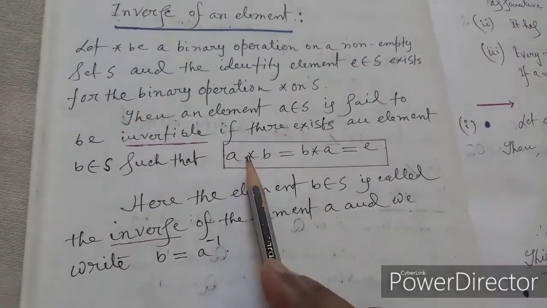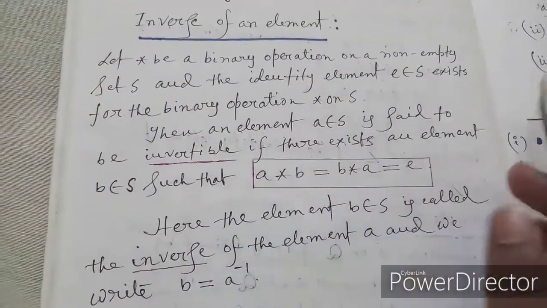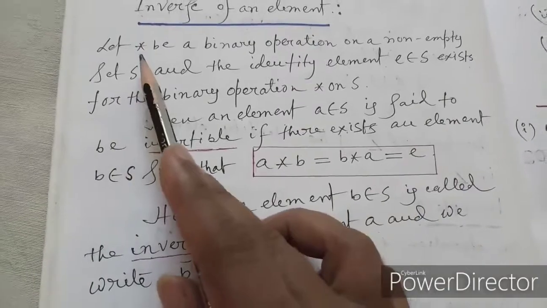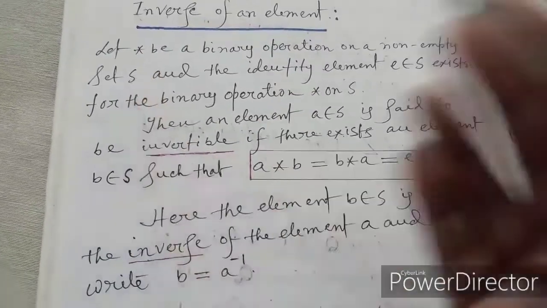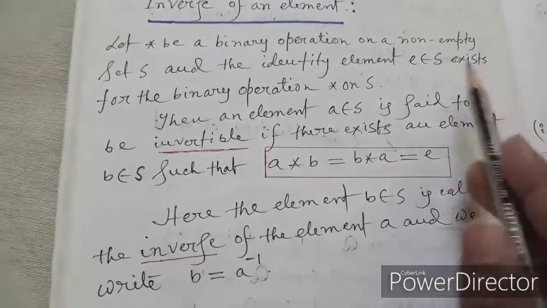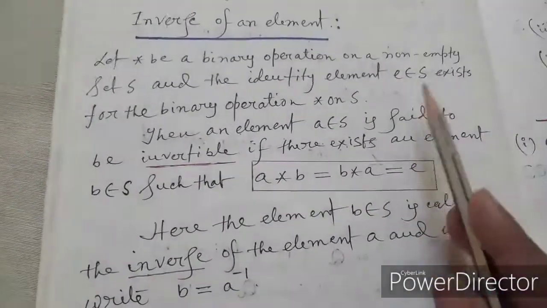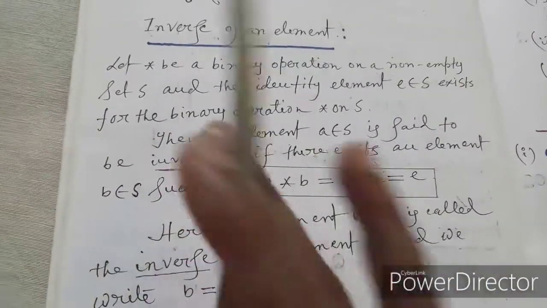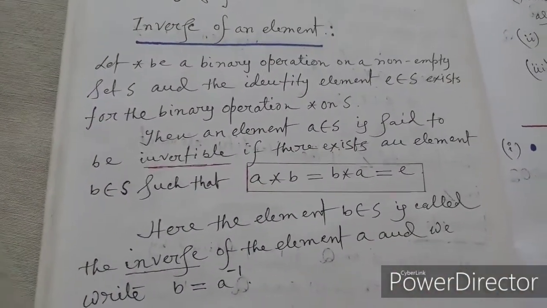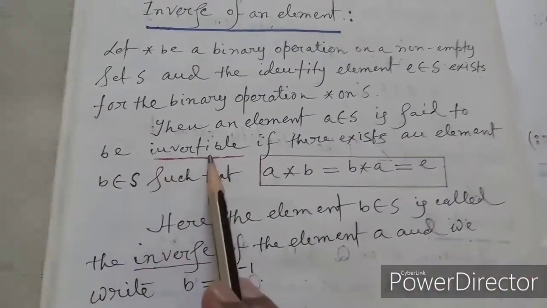Sure. So look at that. Again, repeat the definition. Let star be a binary operation on a non-empty set S. That means star is a mapping from S cross S to S and the identity element e belonging to S exists. That means the identity element exists. We have to first consider that the identity element exists for the binary operation star. Then an element a belonging to S is said to be invertible.